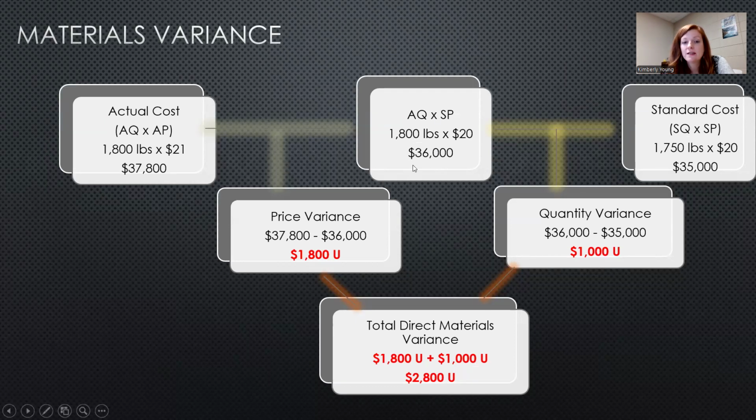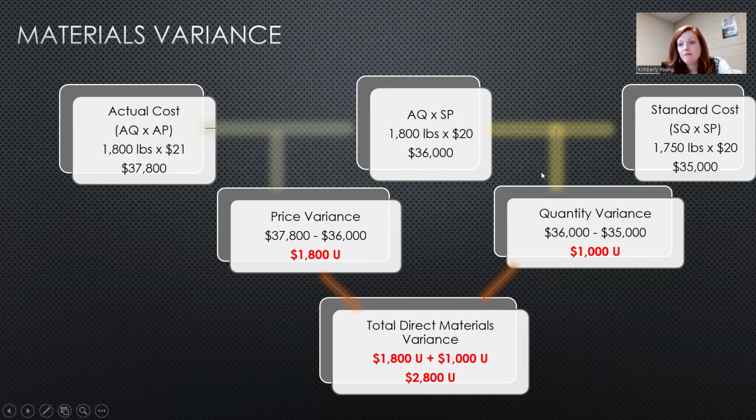That gives us 36,000. So when we compare, if we would have used 1,800 pounds either way, but it would have been at the standard price of $20, then we would have spent 36,000. That means the price had an $1,800 unfavorable variance because the actuals were higher than the standard, than the budgeted.